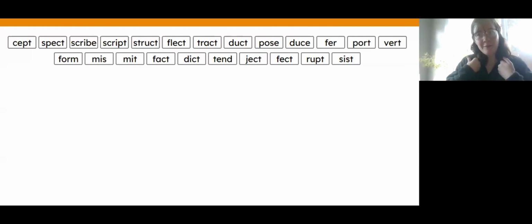Port means to carry, so it's like a backpack. Vert means to change or turn, so you can change your hands like this, or you can turn your head. Form means to shape, so it's like you're shaping a sculpture. Mitts and mit are to send, so we're going to write the letter and then send it.